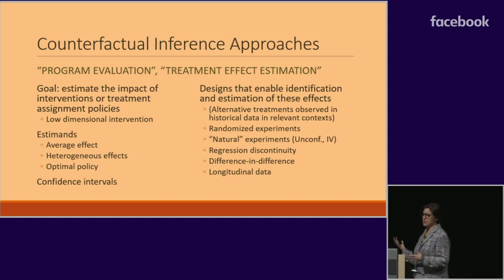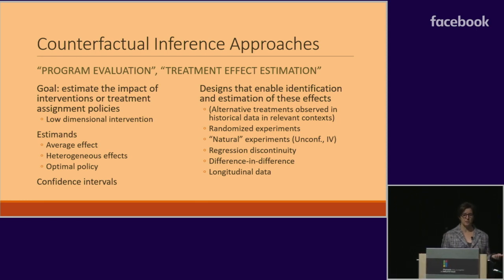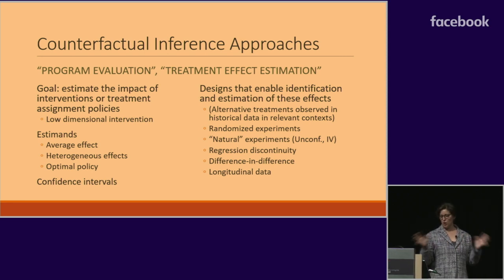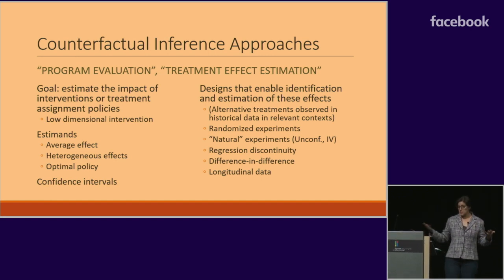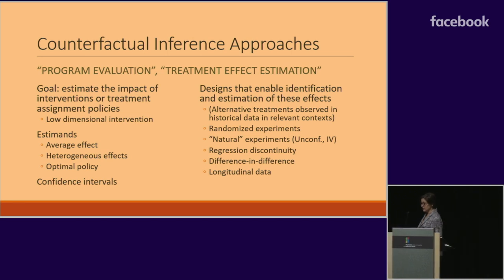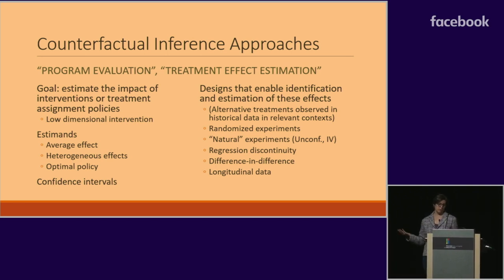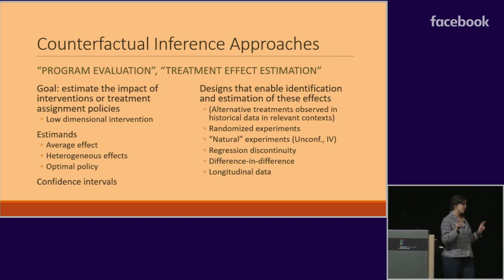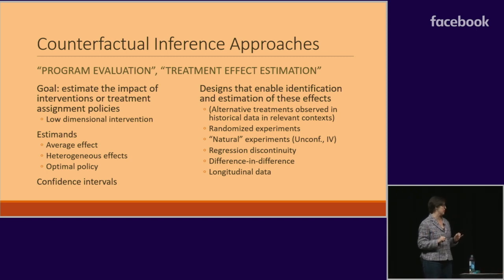So instead, this literature focuses a lot on designs that enable what we call identification and estimation of these effects. First of all, this whole literature tends to focus on treatments that have been observed in the past. So we have a data set, some people got the drug, some people didn't. The problem is that maybe they weren't randomly assigned. Random assignment is, of course, the gold standard for figuring out causal effects. But what happens if you need to make a decision and you don't have that? So this literature focuses on what we call designs, different designs that would allow you to learn about causal effects even without a randomized experiment.